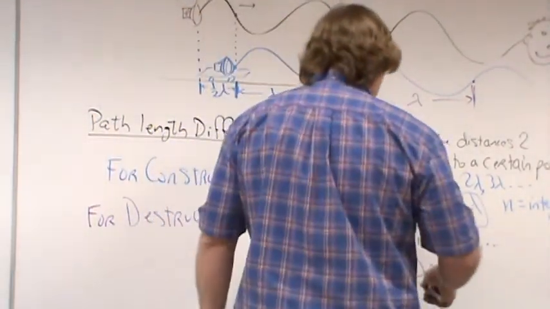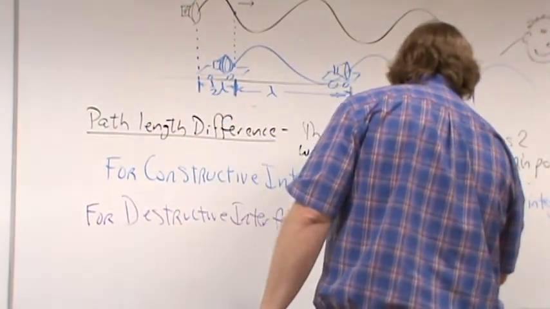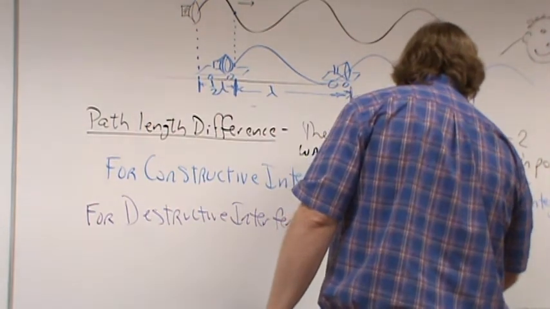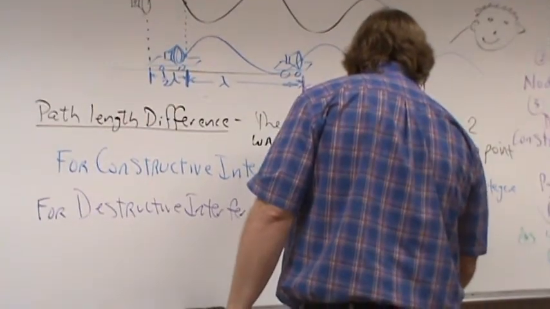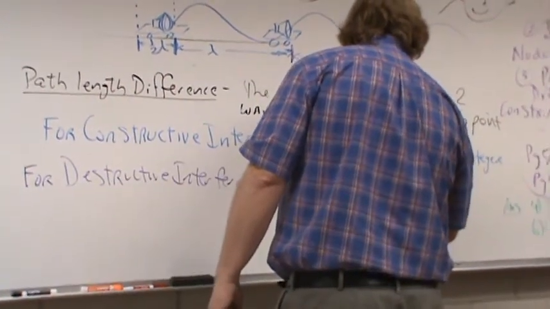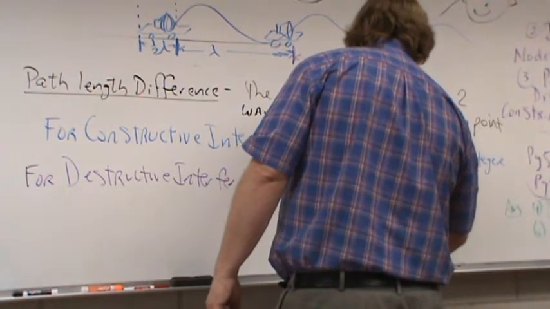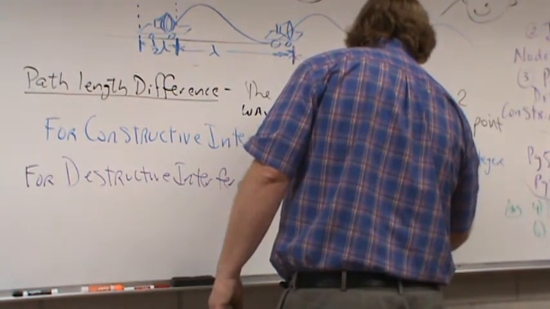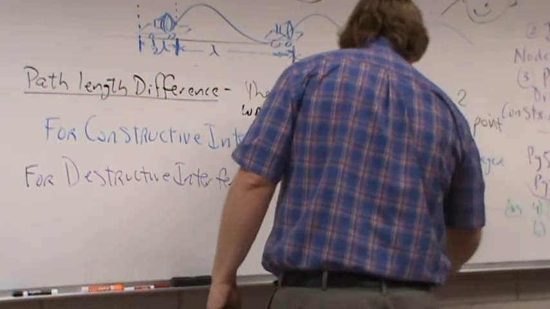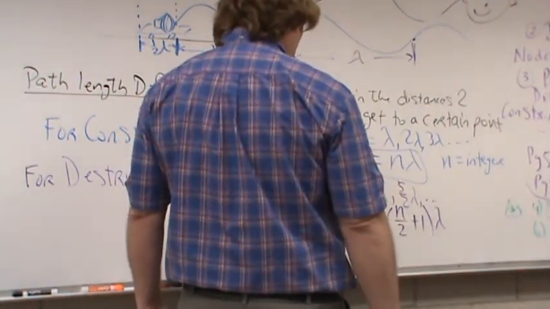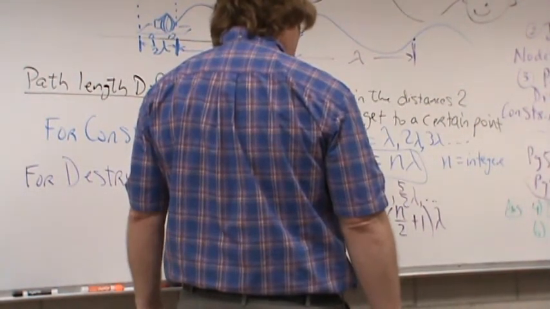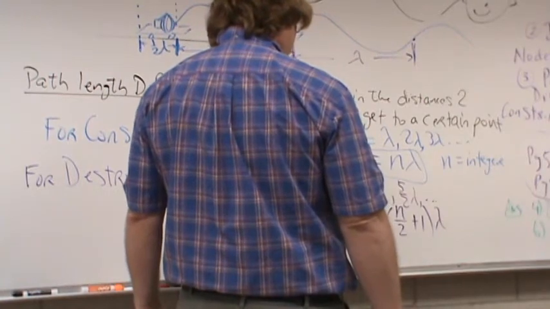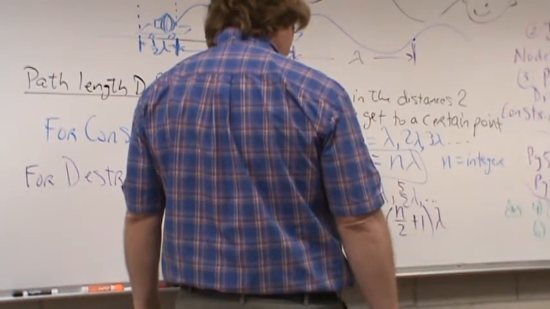Okay, so that's what I'm going to call it. This is going to be... just a second. I'm sorry, is it n over 2 plus 1 lambda? Although, how do I express it in my notes? Wait, is that correct? Yeah.